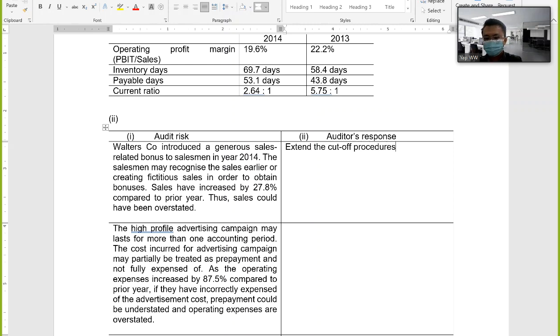This is what I'm going to do. Usually I will do cut-off, but now my response is extend cut-off procedure. I do more. Okay. Extend cut-off procedures on sales revenue. Then I start explaining the procedure, how to perform it. By selecting pre and post dispatch notes. You do cut-off test, you have to see the dispatch notes when you send out the goods to the customer.